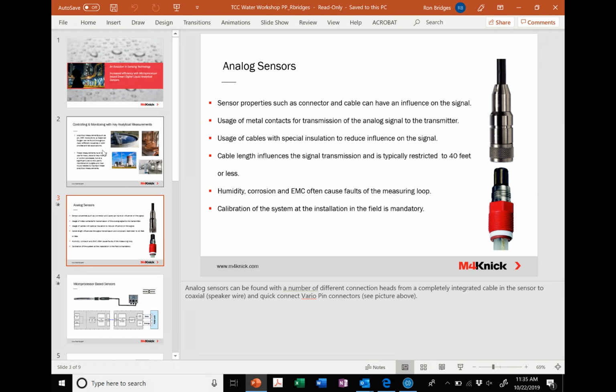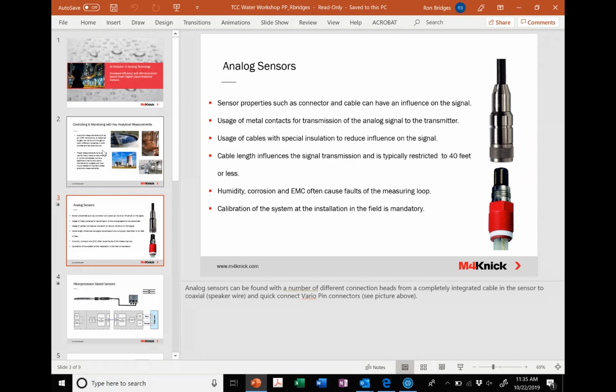Cable length can be a limitation as well. A lot of times you'll see many applications where you have to limit yourself to under 40 feet. Otherwise, you have to use special signal conditioning to make sure the quality of the signal being transmitted is good enough that you're not seeing influences from noise, but you're actually seeing the true process changes. Also, I already mentioned humidity and corrosion. Those are probably the two biggest things.